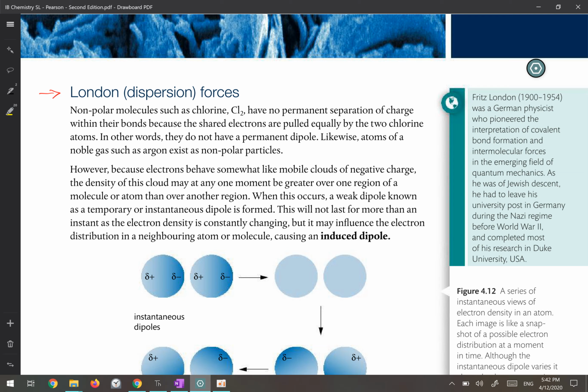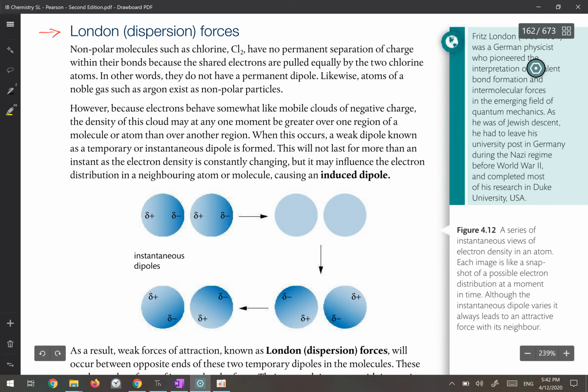Here it shows the London dispersion force in the chlorine molecule. What is written here says instantaneous dipole. It means that by chance one side of the molecule will have more electrons than the other side. So this side of the molecule becomes partially negative, the other side becomes partially positive. This induces a dipole on the other one.